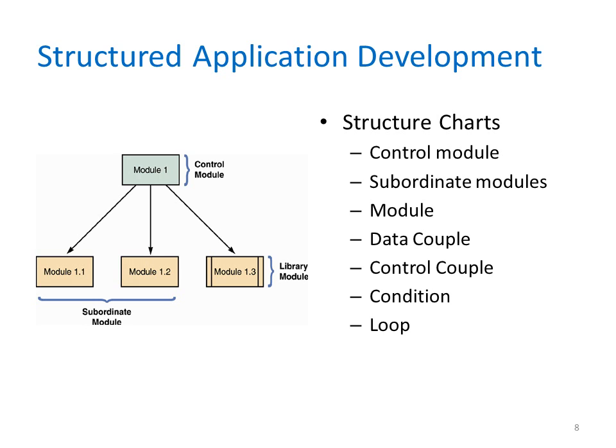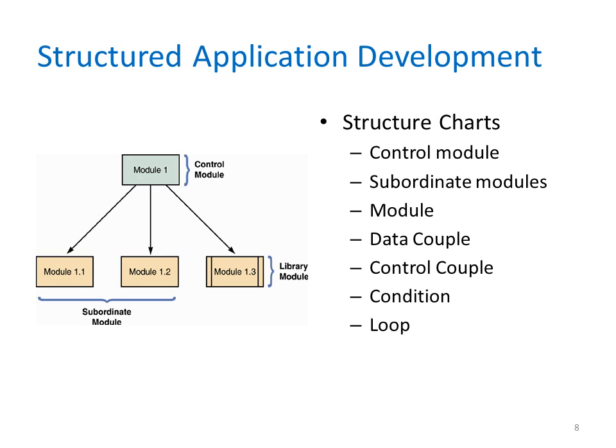A rectangle represents a module, as shown in the figure at left. Vertical lines at the edges of a rectangle indicate that module 1.3 is a library module. A library module is reusable code and can be invoked from more than one point in the chart. An arrow with an empty circle represents a data couple. A data couple shows that one module passes data to another.